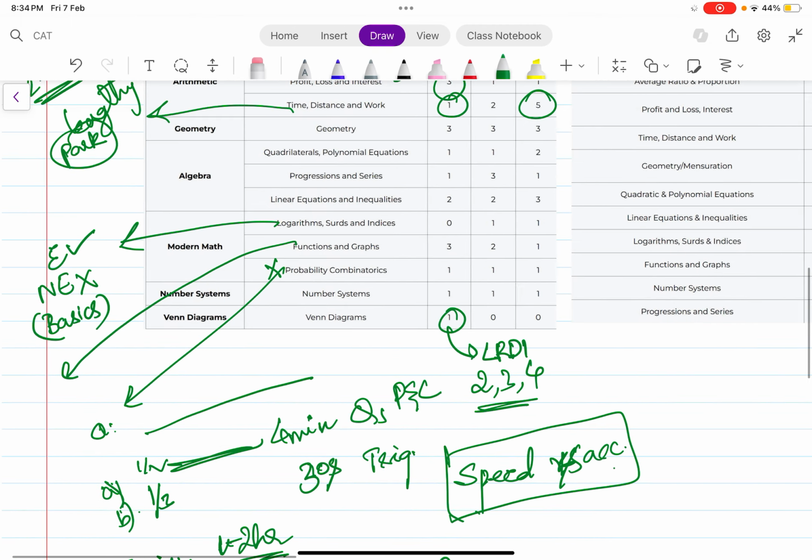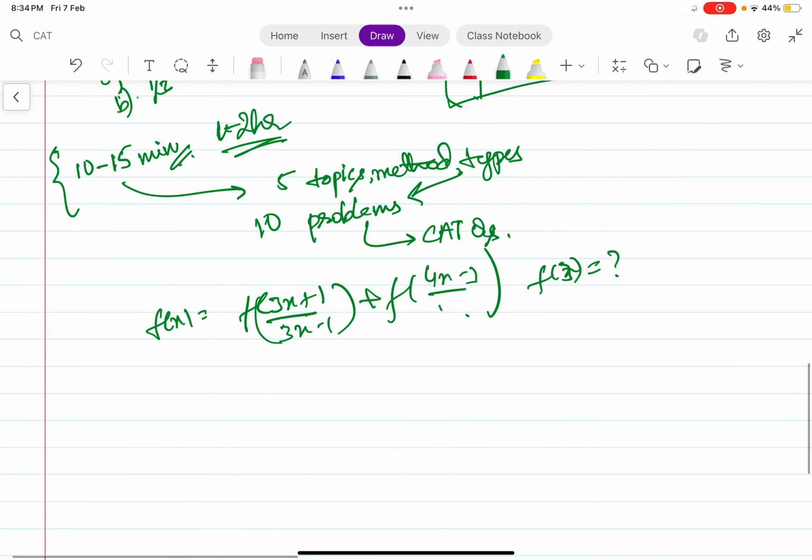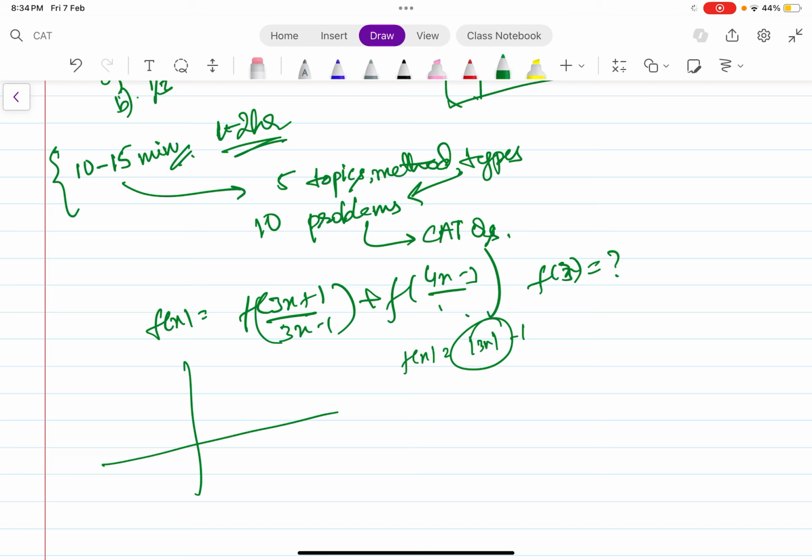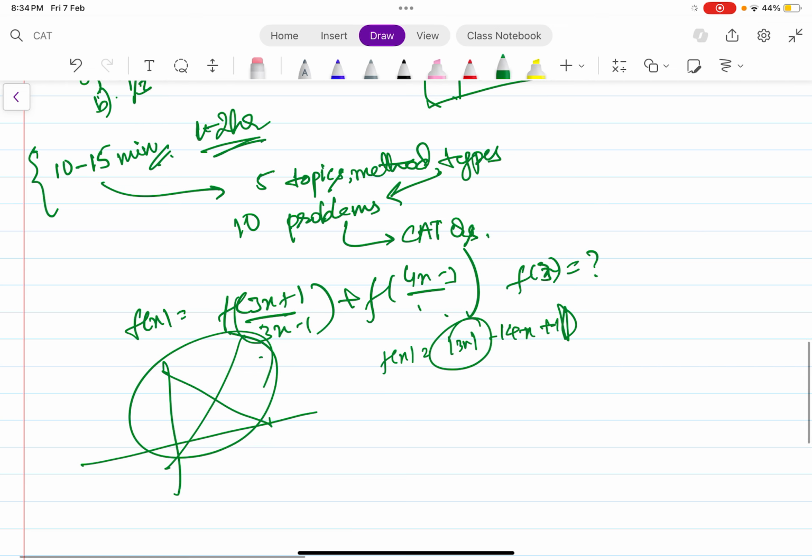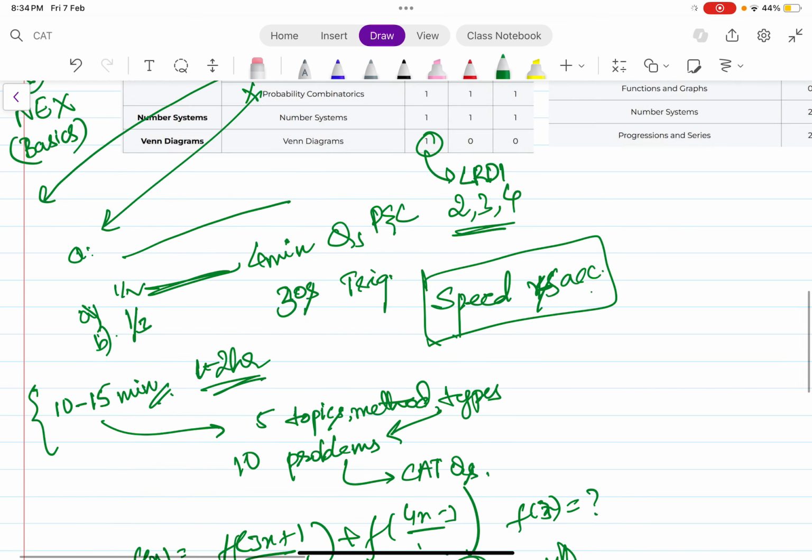And again, graphs. I think most of the students are comfortable with graphs, wherein they'll be given certain linear equations, most probably involving mods. Without mods, it's very rare for CAT to give questions on graphs. So all you have to do is draw the graph. As soon as you draw the graph, your answer should be right in front of you. So drawing this graph base is what we're going to focus more on in the graphs part.